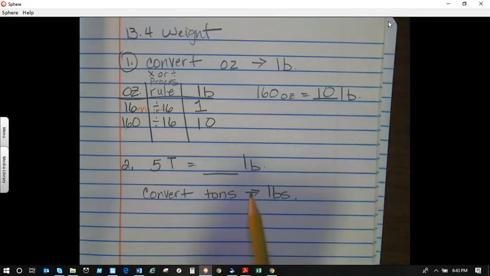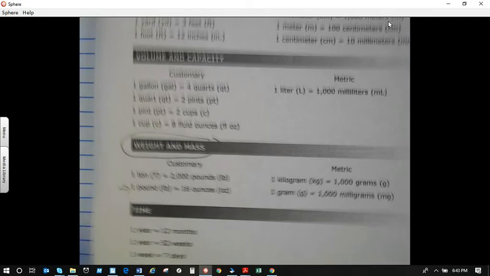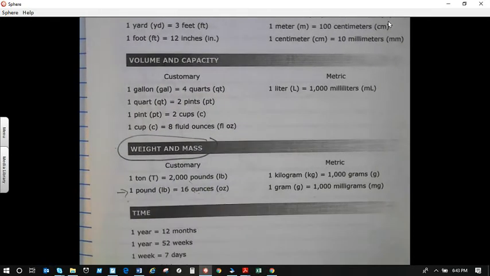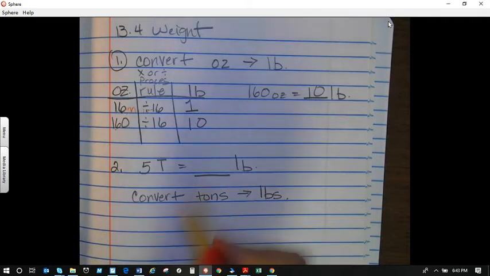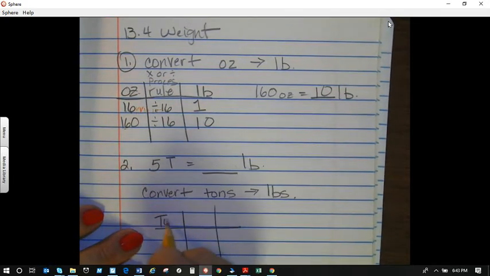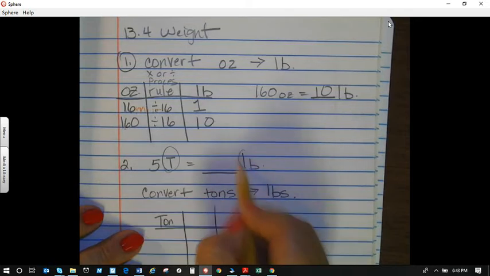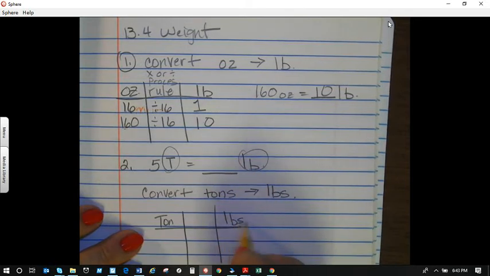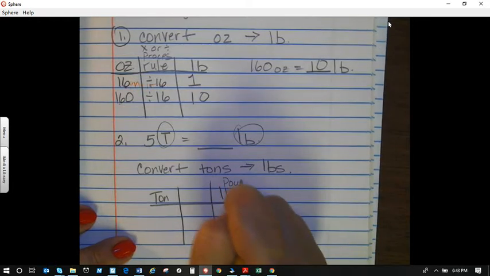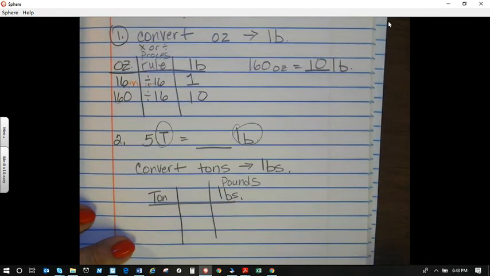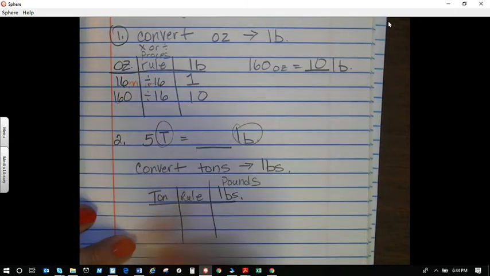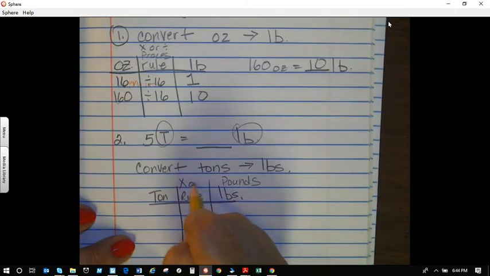Right here. So I'm going to go to my handy dandy paper. It's 1 ton is equal to 2,000 pounds. So this is what I'm going to write. I'm going to have my chart. First one is tons. Second one is pounds. LBS is pounds. If you want to write out the word pounds, please do so. P-O-U-N-D-S. You can do that as well. Your rule or your process, what are you going to do when it's in here? How are you processing it? Are you multiplying or are you going to divide?